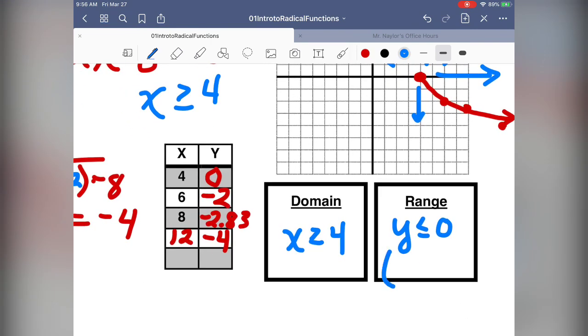If we were going to use interval notation, we would make sure that we write it as negative infinity comma 0, because you always want to write the smaller number followed by the larger number. We can also use interval notation on our domain if you'd like to do that.